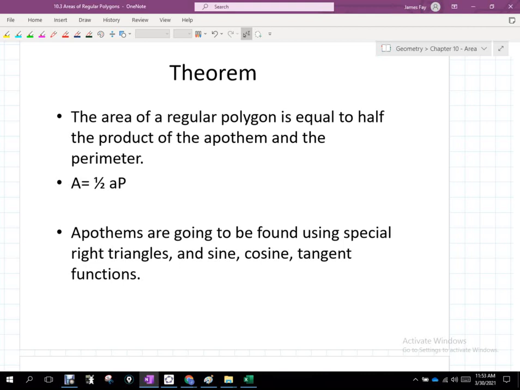Okay, so the area of a regular polygon is equal to half the product of the apothem and the perimeter. So 1/2 AP, where A represents the apothem and P represents the perimeter. And I'll give you a minute to write this down because I think this is important here to make sure we have that, or we've made note of that as we move forward.